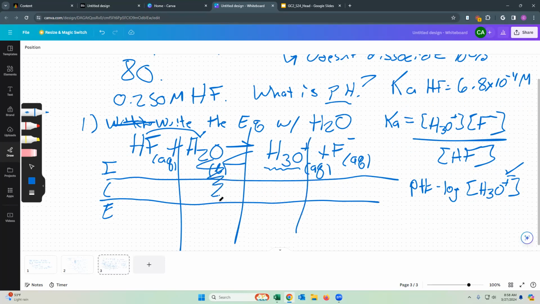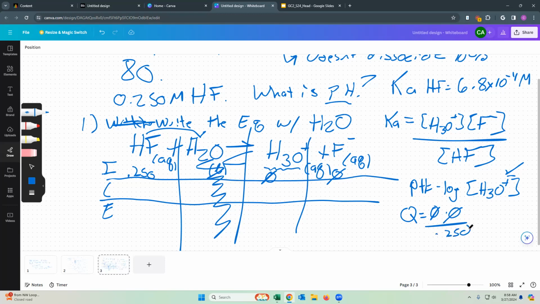Again, liquids, we don't care about those. The amount of HF we have is 0.250. H3O is 0. F is 0. Let's calculate our Q. Initially, we have no hydronium, no fluoride. HF is 0.250. So Q equals 0. So we need to make products. So minus X, plus X, plus X. 0.250 minus X, X, X.